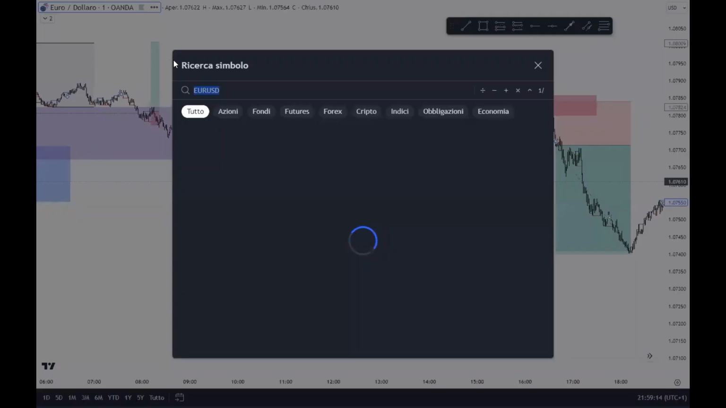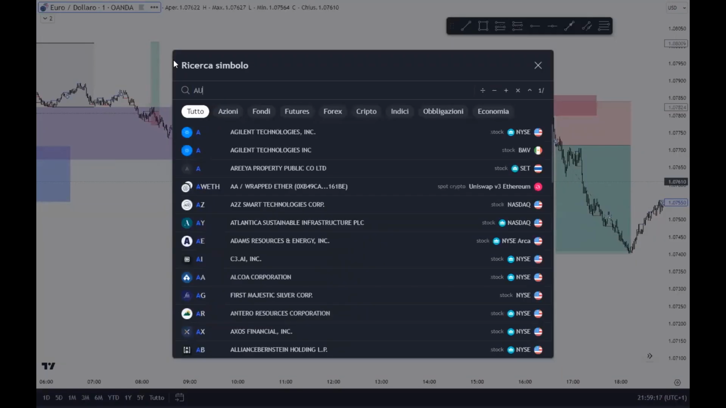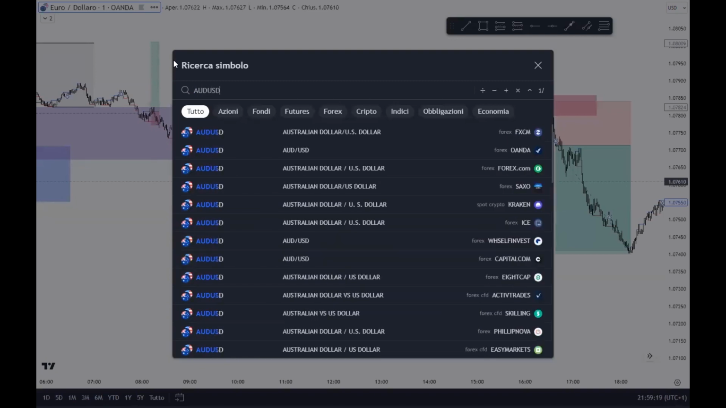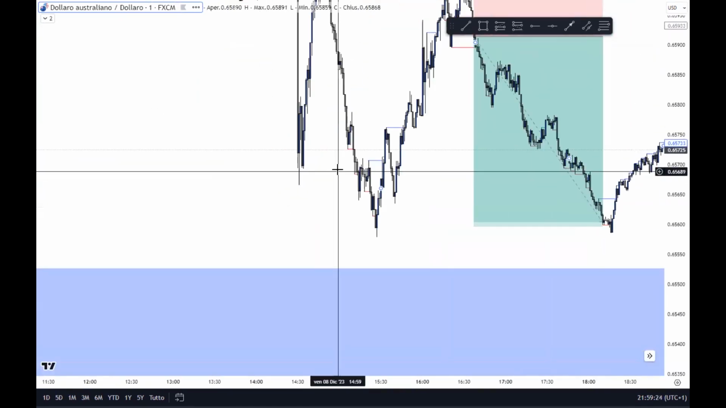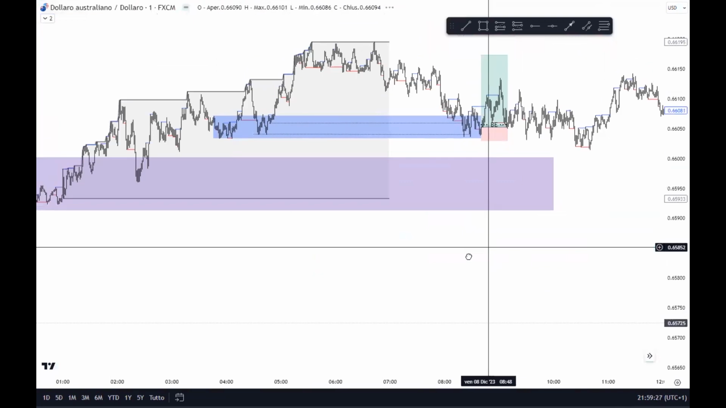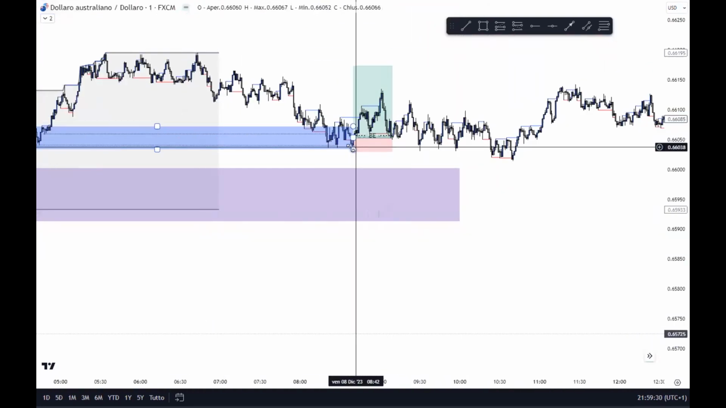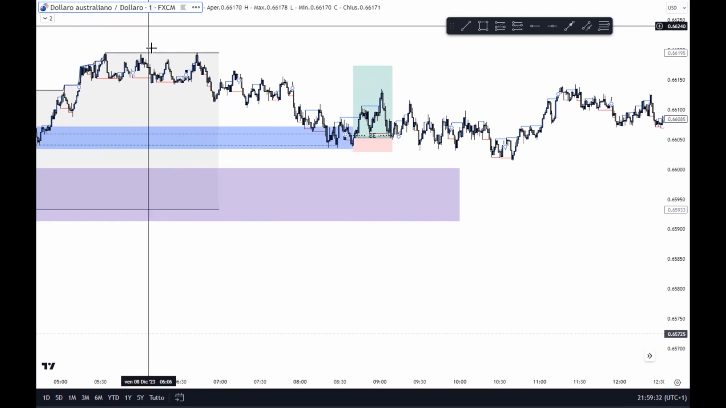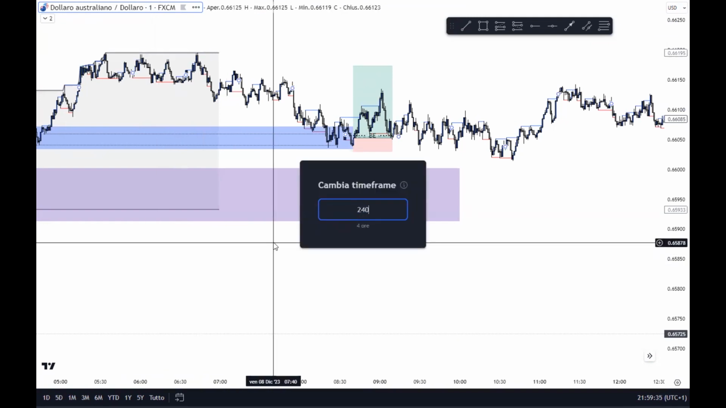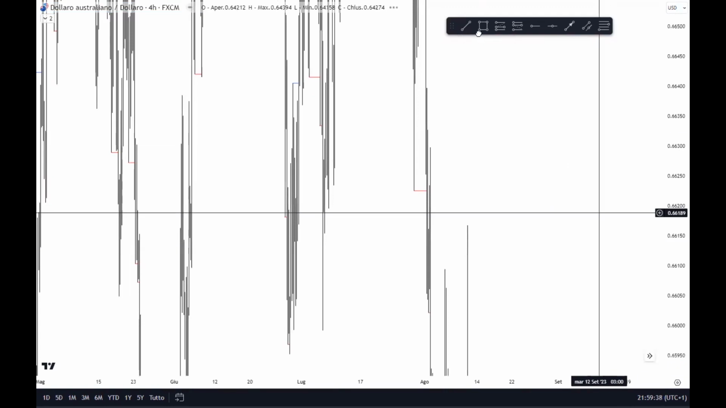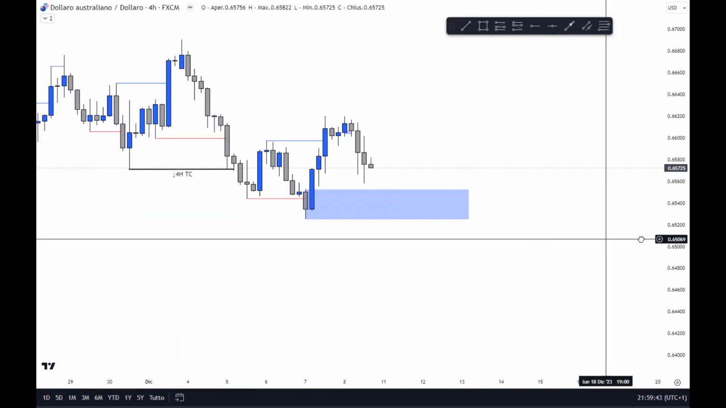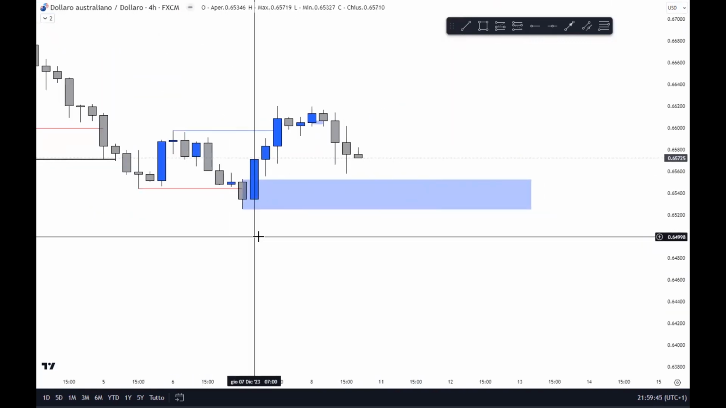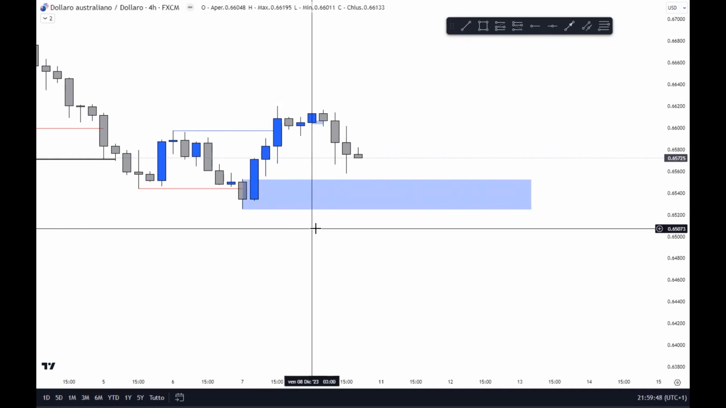Now let's move to the AU and see what happened there. I already drew something on the chart. We are here, right? Let's go to the 4H and break down the structure to make it clear for you. Look, we are on Friday at 7 a.m.